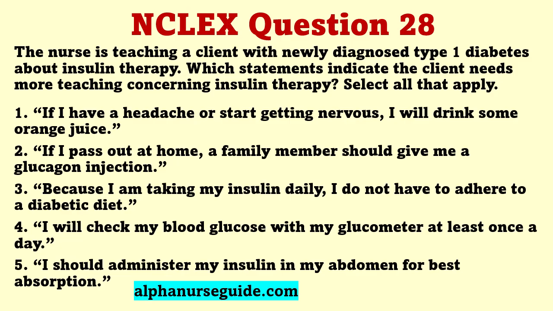3. Because I am taking my insulin daily, I do not have to adhere to a diabetic diet. 4. I will check my blood glucose with my glucometer at least once a day. 5. I should administer my insulin in my abdomen for best absorption.